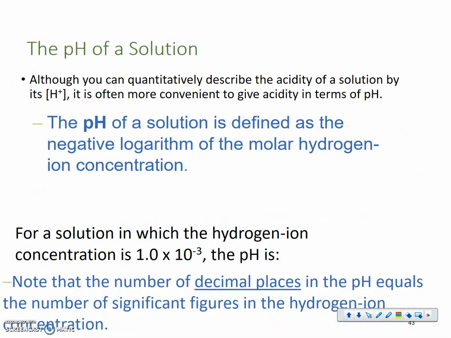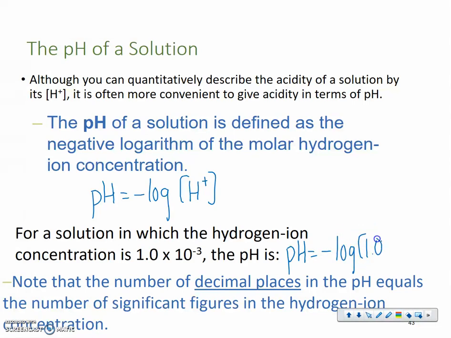We can quantitatively describe the acidity by using something called the pH, which is just an easier way to get a number to describe how acidic or basic something is. The pH is the negative logarithm of your hydrogen concentration. So negative log of whatever that concentration is. If you have a concentration of 1 times 10 to the negative 3rd, you would type in negative, the log button, and then the concentration.